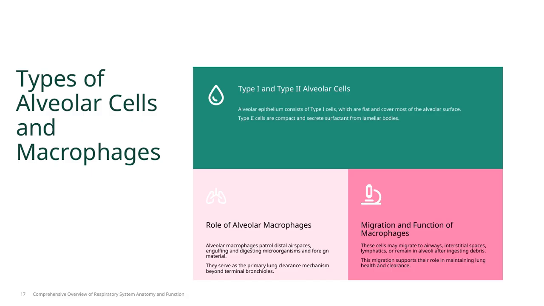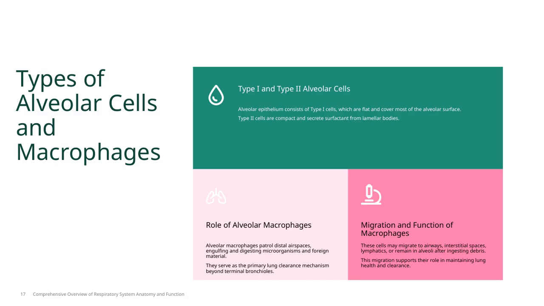Moving on to alveolar macrophages, these are the immune cells that patrol the distal air spaces. Their primary job is to engulf and digest microorganisms, dust, and other foreign materials that reach the alveoli. They act as a first line of defense, helping to keep the lungs clear of potential pathogens and debris.